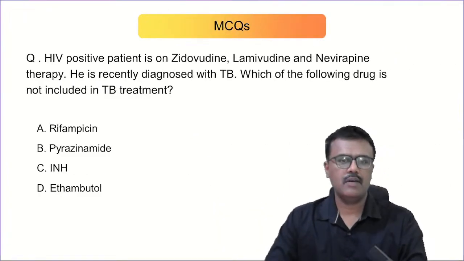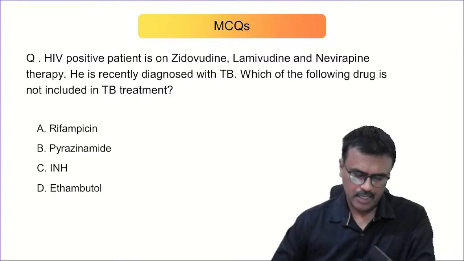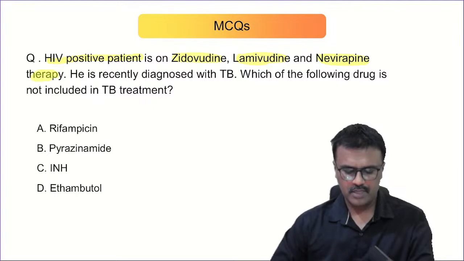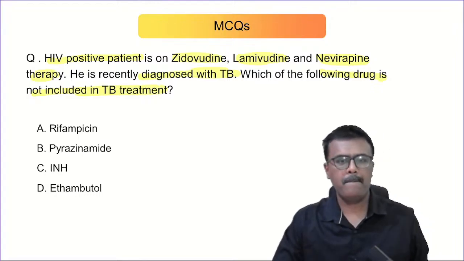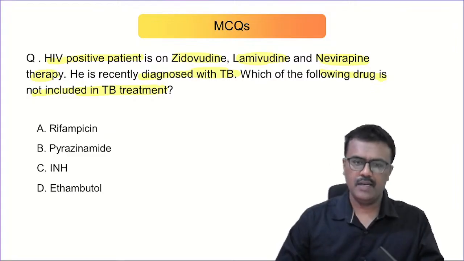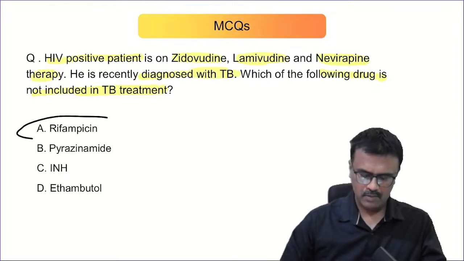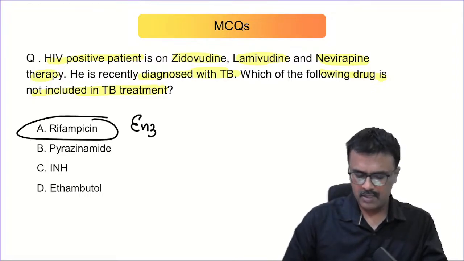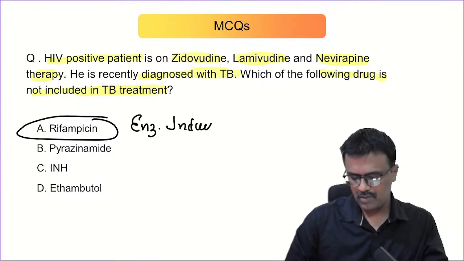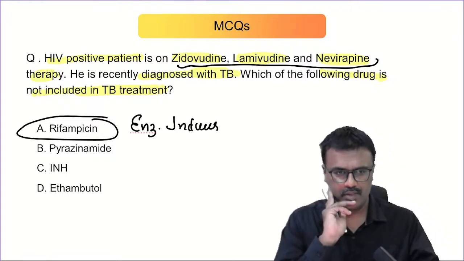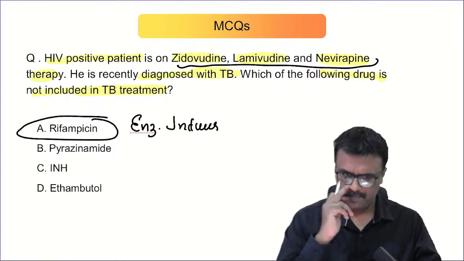Now let us take up some MCQ here. HIV positive patient is on zidovudine, lamivudine and nevirapine for HIV. Is recently diagnosed with TB. Which of the following drugs is not included in TB treatment? Can you guess? I think I asked this question yesterday also. Same question. So the drug that is avoided is rifampicin, because rifampicin is an enzyme inducer. So it can reduce the levels of these drugs. So be careful and try to replace with rifabutin.